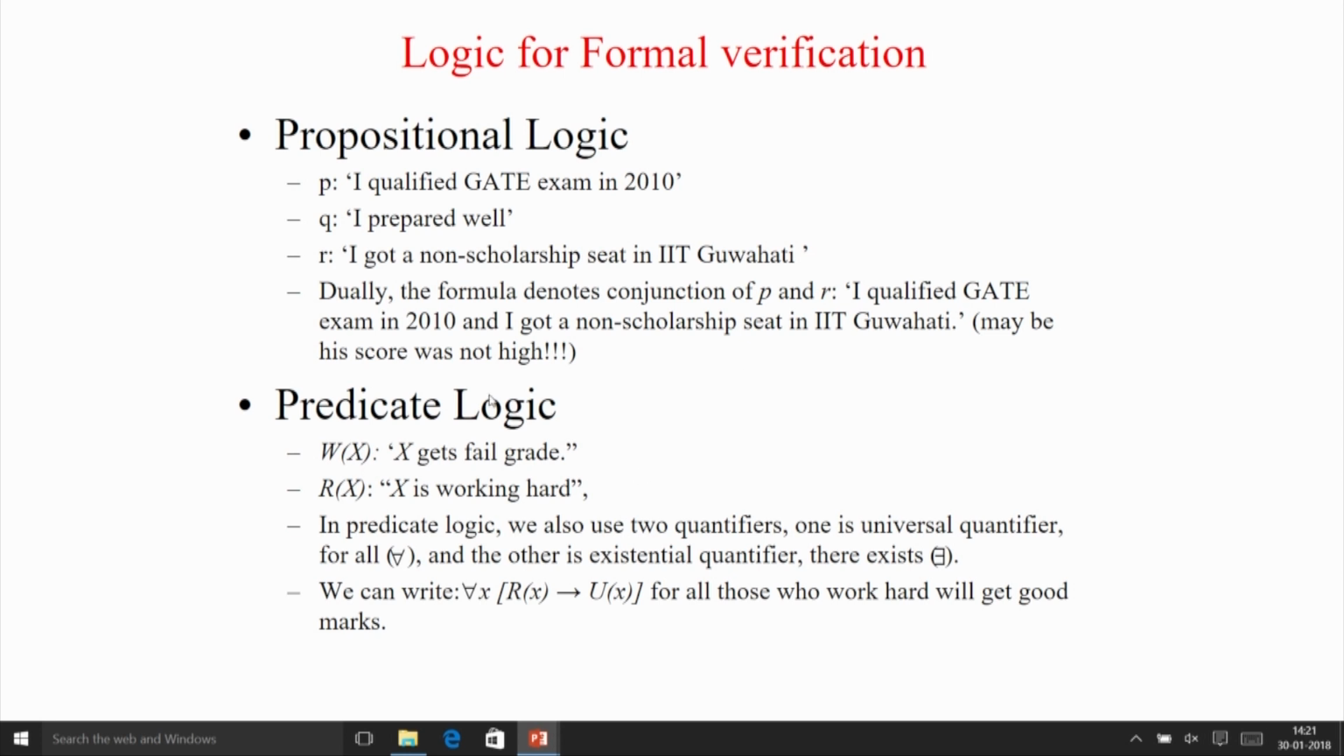What is predicate logic? Predicate logic means you have quantification, like Wx, x gets a fail grade, where x is some variable, and Rx, x is working hard. Now there is something called for all and there exists. If I write for all x, Rx implies Ux, what does it mean? That means all who work hard imply that x is... Actually, I should not call it a fail grade, it is a reverse way of writing it. I should write it as x gets a good grade. So basically Wx means x gets a good grade.